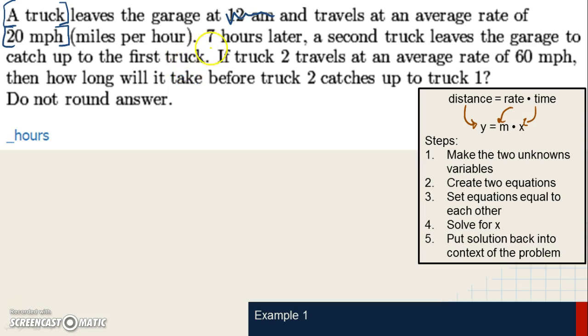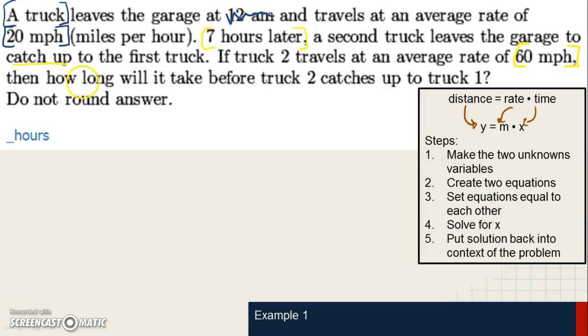7 hours later, now this is referring to 7 hours, that refers to time. A second truck leaves the garage to catch up to the first truck. So the first truck leaves 7 hours before the second truck, and then the second truck leaves trying to catch the first truck. So this word is kind of important, and you'll see why in a little bit. If truck 2 travels at an average rate, there's the word rate, of 60 miles per hour, then how long will it take before truck 2 catches up to truck 1?